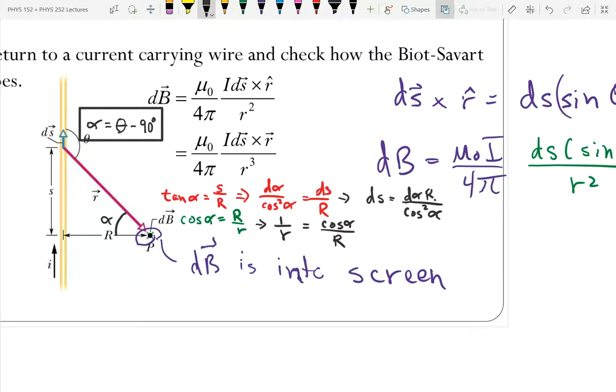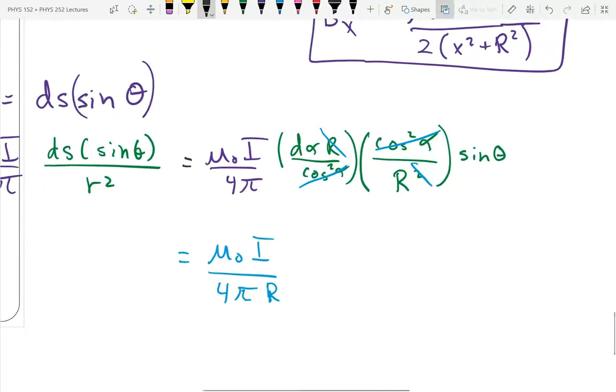So what is d alpha equal to? D theta minus 0, because 90 degrees is a constant. So d alpha is d theta. So I can just put sine theta d theta.